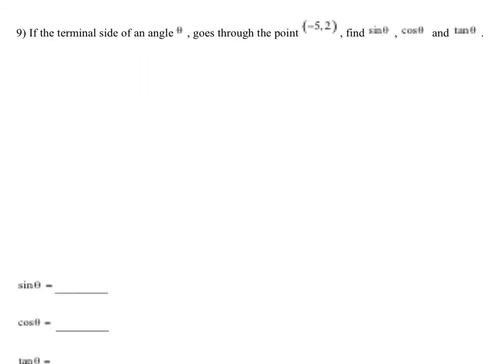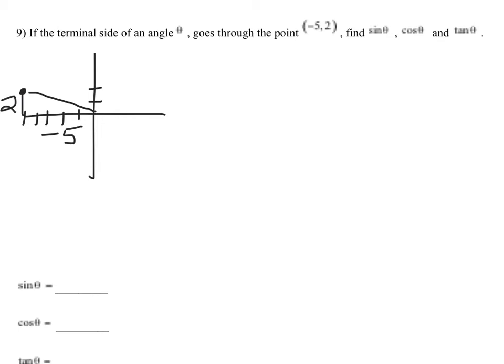All right, for question 9, it says, if the terminal side of angle theta goes through the point negative 5, 2, find sine, cosine, and tangent of theta. So first of all, we're going to start by drawing a triangle, and we're going to use the Pythagorean theorem to help us find the third side, and then we're just going to put the ratios down for sine, cosine, and tangent. Okay, so here you can see that I've drawn a right triangle on a quadrant, and negative 5 is our x value and our y value is 2.